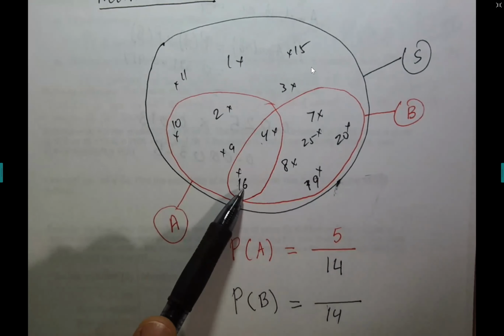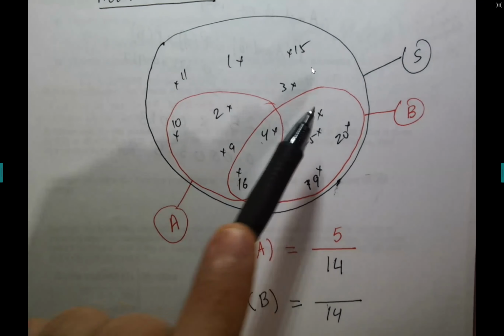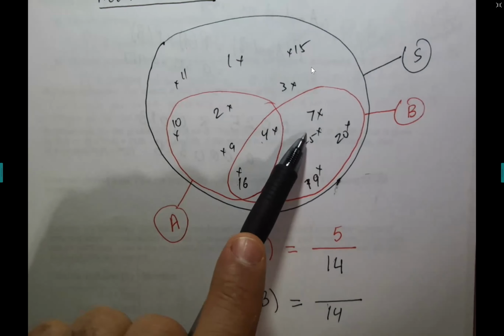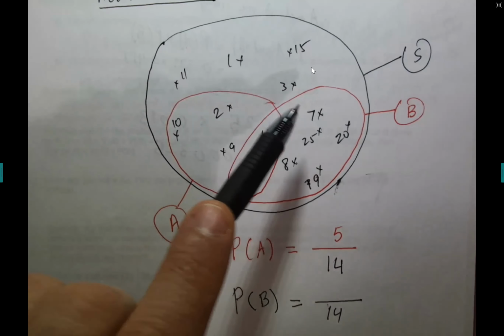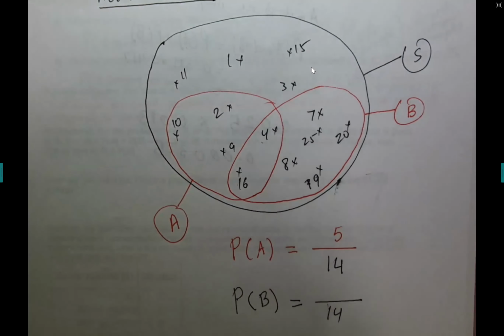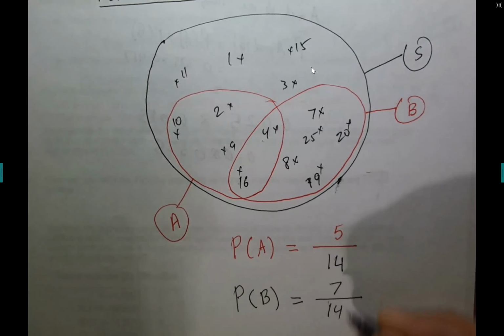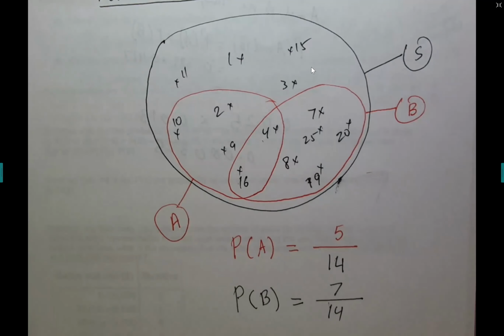You would win if you get a 16. You would win if you get a 7. You would win if you get an 8. You would win if you get a 5. You would win if you get a 20. You would win if you get a 19. I agree with you. It's 7 out of 14. Is everybody okay so far?